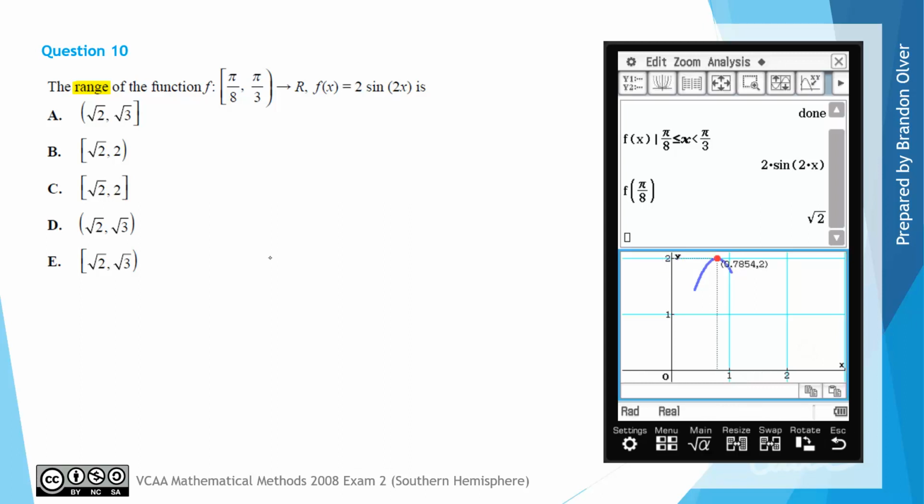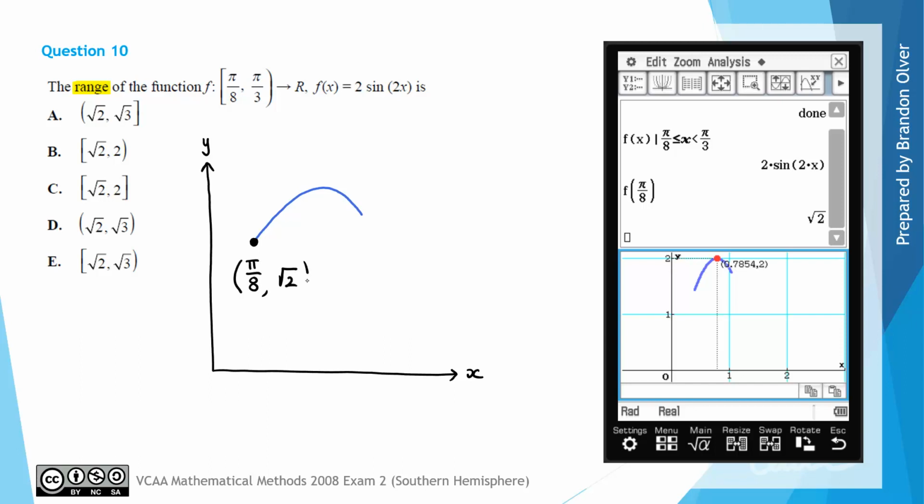Having seen what the graph will look like from the CAS calculator, I'm going to sketch it out on a set of axes so that we can annotate it. From the calculator, the graph shape looks something like this. And then we had knowledge about the endpoints. This endpoint here, we got the calculator to find the exact value of that. So when x was pi on 8, the y value was root 2. And that is a colored in dot because we have a square bracket around the pi on 8 in the domain. Now I didn't find this point on the calculator, but if you had calculated f of pi on 3, you'd find that that point would be pi on 3 comma root 3.